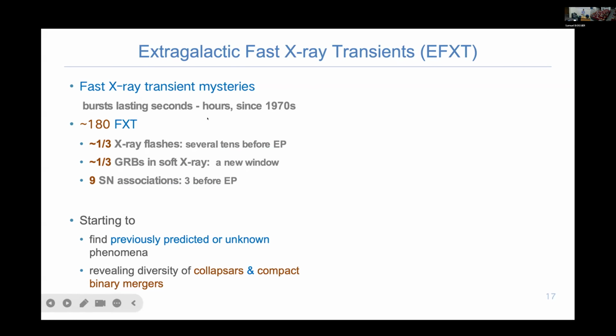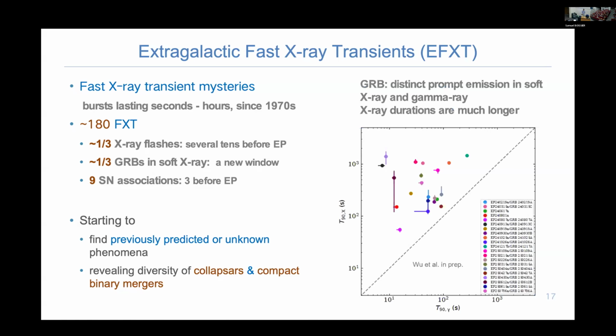For the extragalactic fast X-ray transients, EP has discovered around 180 of them. One third of them are X-ray flashes, and one third of them are GRBs in soft X-ray. And at least 9 have supernova associations. But there were only several before EP which had this supernova association. And it is starting to find previously predicted or unknown phenomena, and to probe the diversity of collapsars and compact binary mergers.